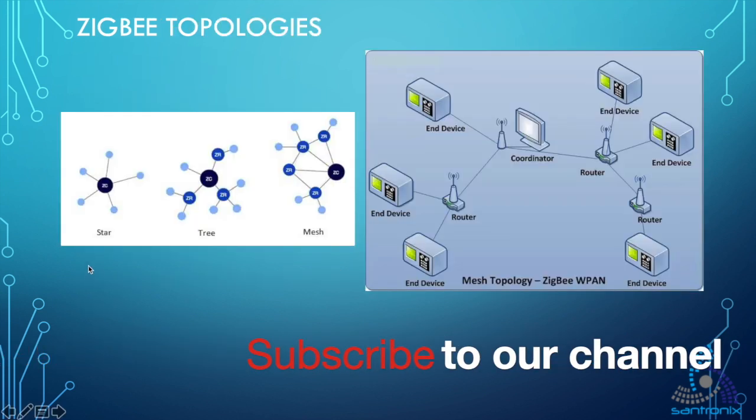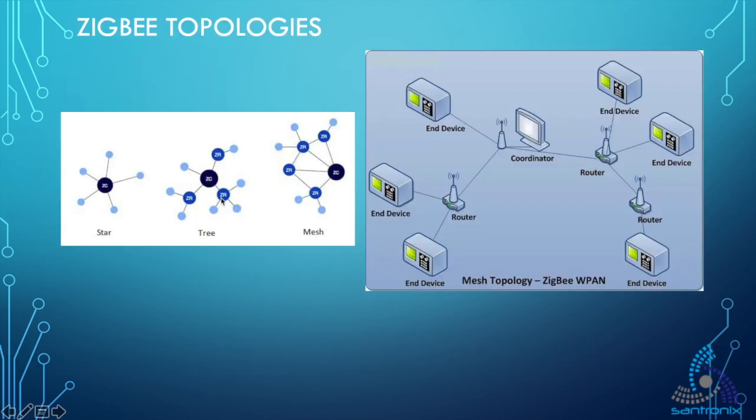So as we mentioned, there is a star, then there is tree, and then there is mesh. In a mesh topology, you can see that there are different coordinators, end devices, and routers. Now, what are these basically? So coordinator is nothing but a gateway, a ZigBee gateway. The coordinator aggregates all the data and is basically responsible to upload that data northbound to the cloud.